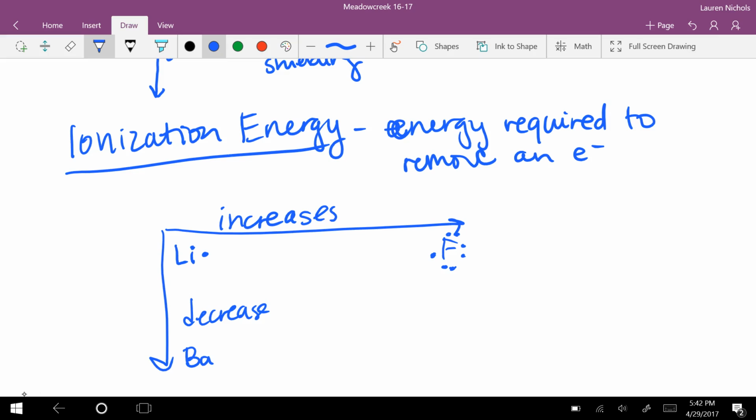And in terms of something like barium, a little bit further down the periodic table, it has the same number of valence electrons, however, they're further away. And when electrons are further away from the nucleus, the effective nuclear charge can't hold on to them very tightly, and so it's easier to pull an electron off.